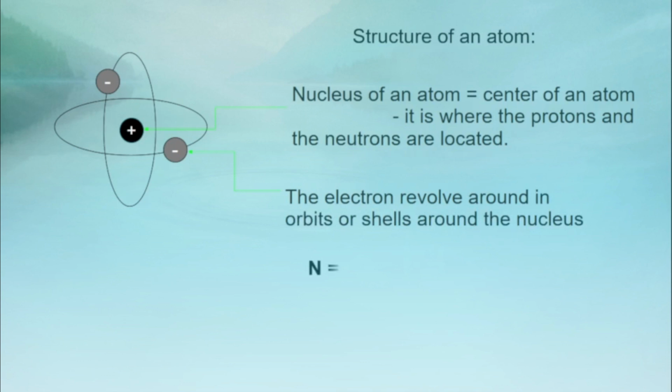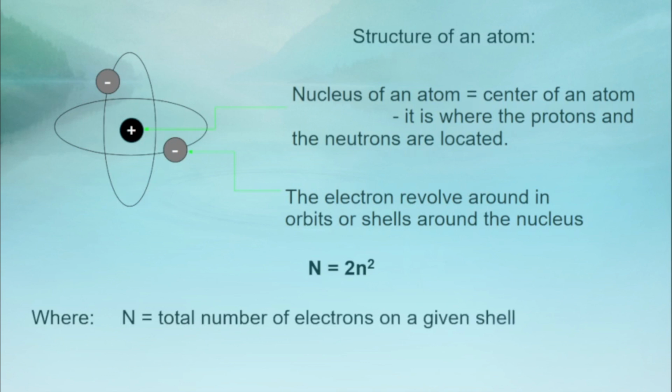N equals 2n squared, where N equals total number of electrons on a given shell, and n is the nth shell of the atom.